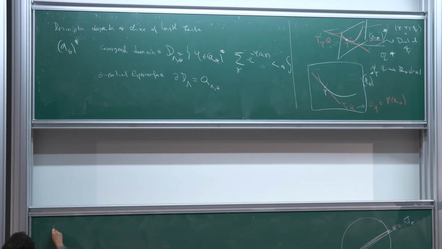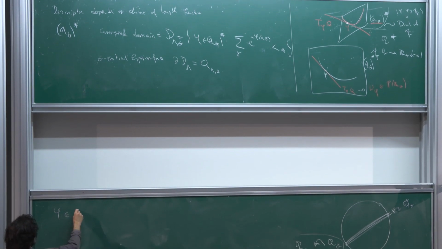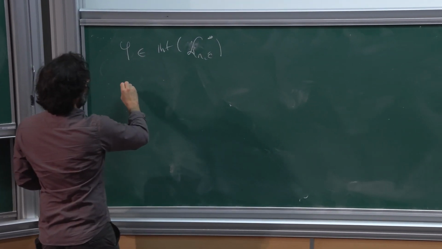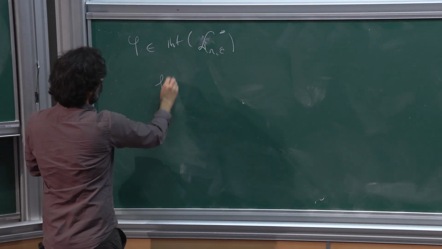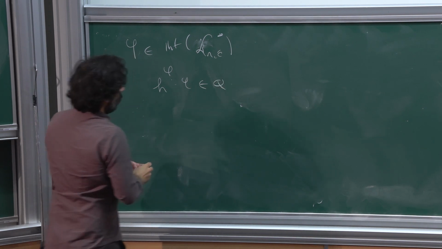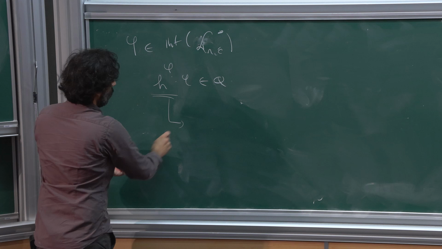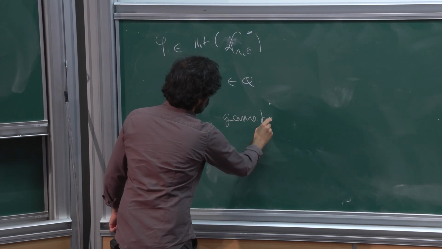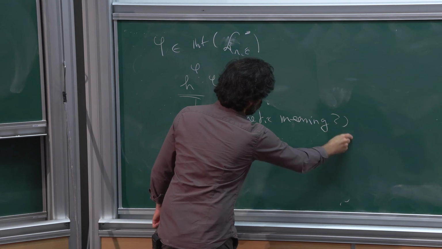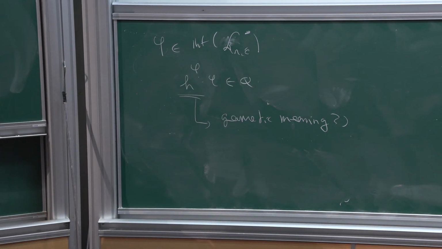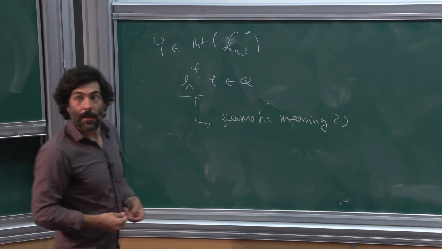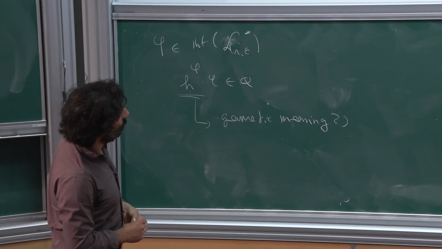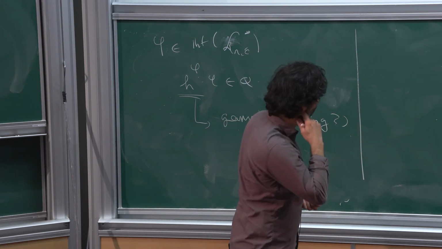So you pick your phi, which belongs here, which is a length function. And so it has a critical exponent. So this guy belongs to Q, right? Having a geometric meaning for this number is kind of a program that I'm interested in, and I was thinking about talking more on that side tomorrow, but we will see.